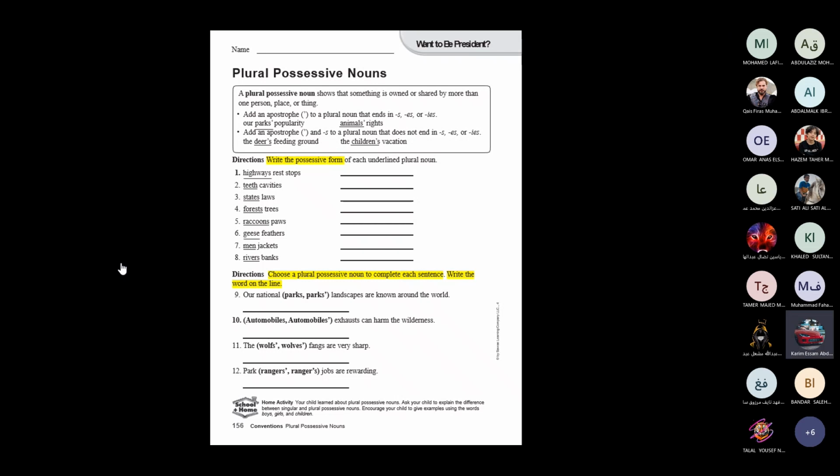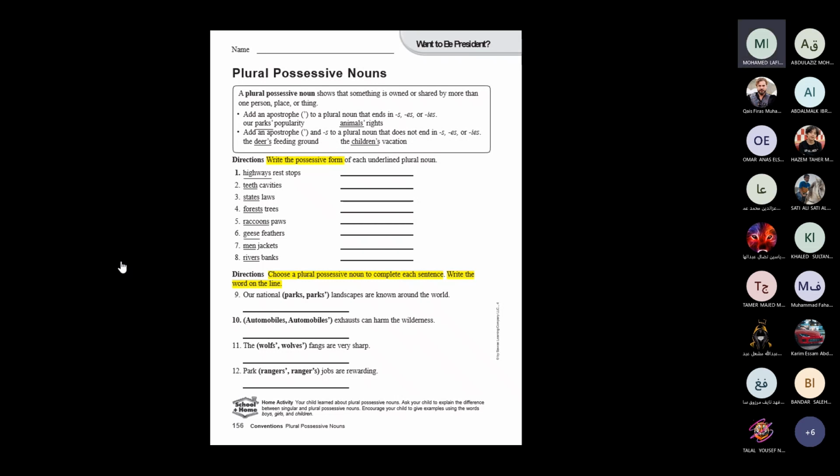After we finish page 156, the other page. 173. Yes, 173. Talal, Yusuf. Okay. Okay, excellent, Talal. Muhammad Ashraf.